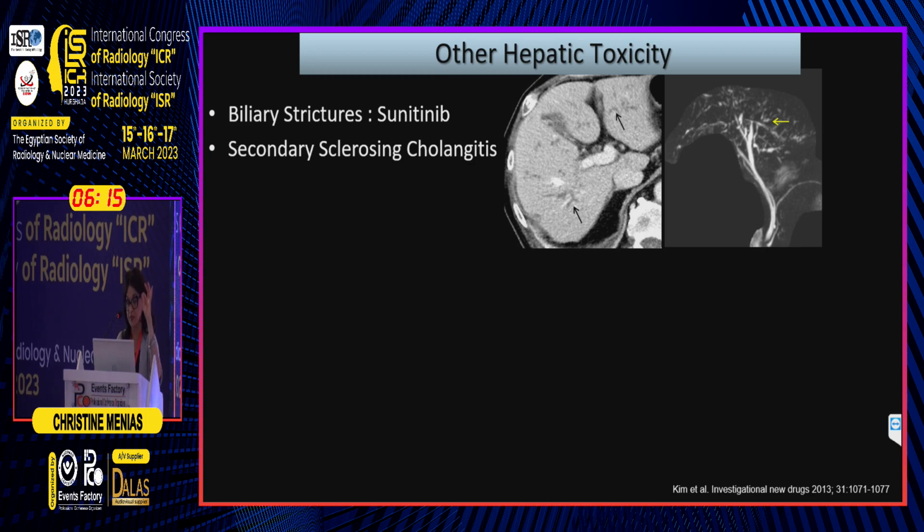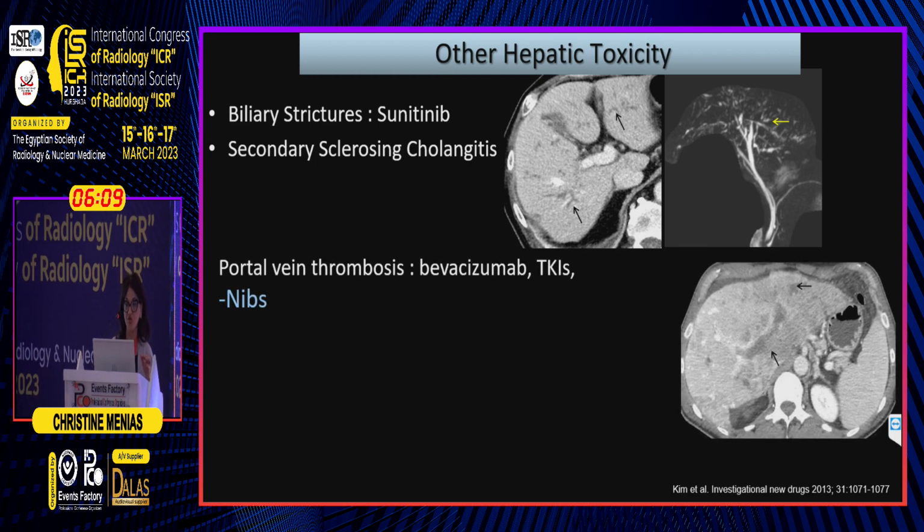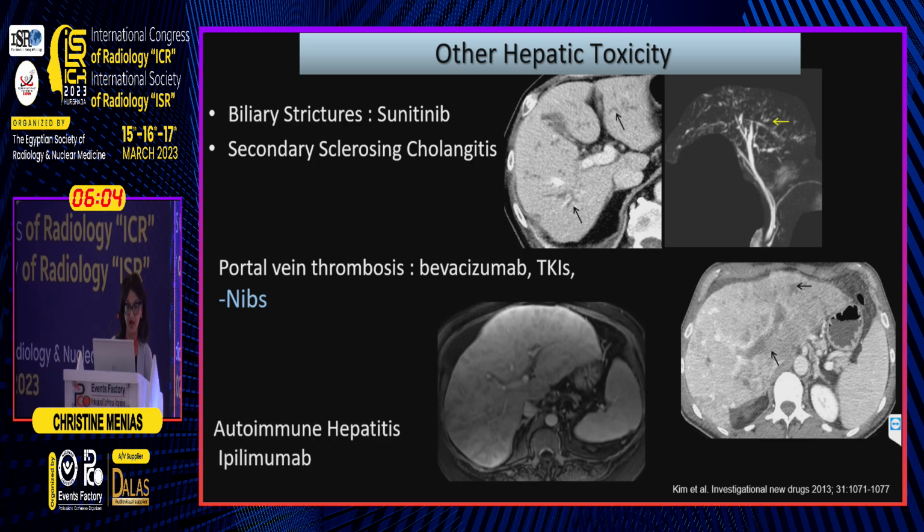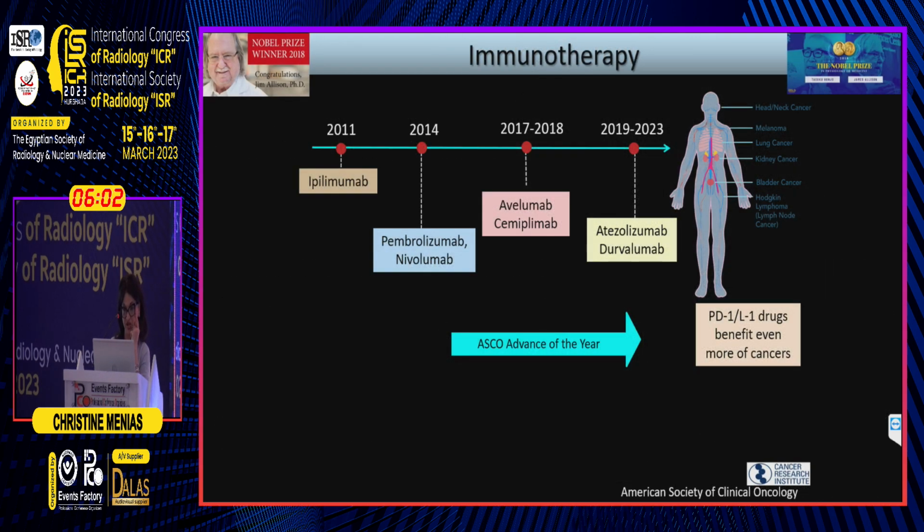It can cause biliary strictures, what we call secondary sclerosing cholangitis in these patients, portal vein thrombosis, which we just talked about, bevacizumab and our NIBs, and in our autoimmune pathologies. Okay, quickly at the end here, we're going to just touch on immunotherapies.